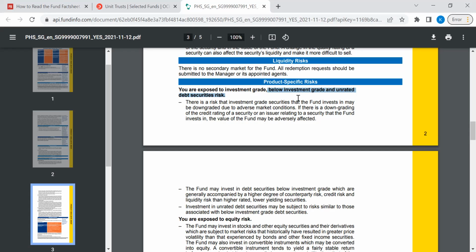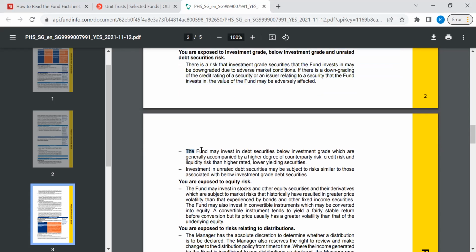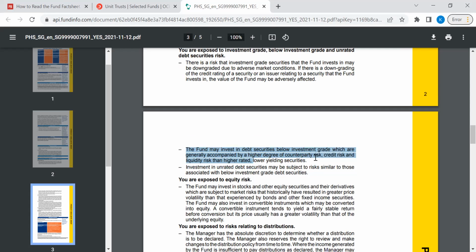Maybe you invest in government bond of, let's say, a country like Kazakhstan, or you invest in companies whose financial standings are not really that strong. There's a risk that investment grade security that the fund invests in may be downgraded due to adverse market condition. If there's a downgrading of the credit rating of security and issuer rating to security that the fund invests in, the value of the fund might be adversely affected. The fund may invest in debt security below investment grade, which are generally accompanied by a higher degree of counterparty risk, credit risk, and liquidity risk than higher rated, low yielding security.